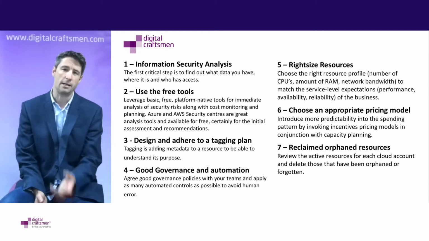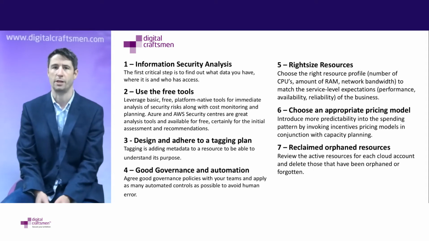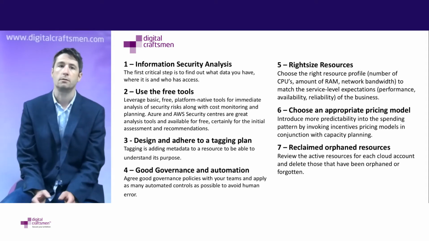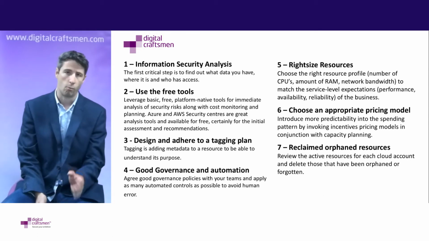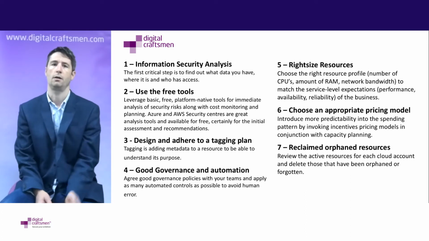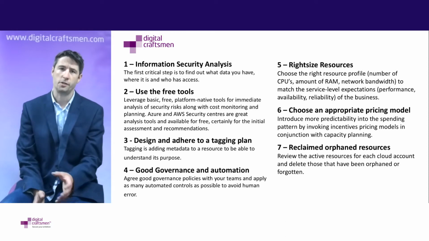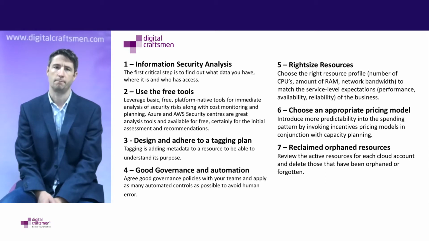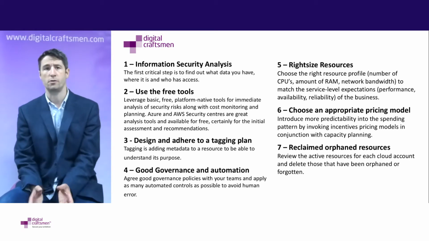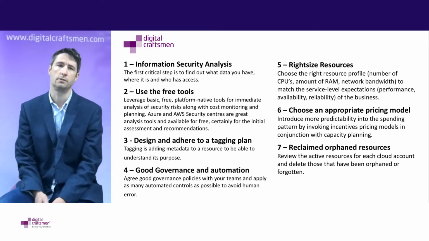Number 3 is design and stick to a tagging plan. Tagging is adding metadata to a resource to be able to understand its purpose. Having a policy of tagging resources ensures that you understand what it's for, where it's used, when it was put in, what cost center it comes under, and helps to future-proof your knowledge base. Use as many tag types as you need to. The more data points, the better. Number 4 is good governance and automation. Agree good governance policies with your teams and apply as many automated controls as possible to avoid human error.